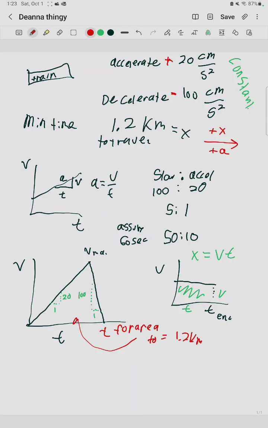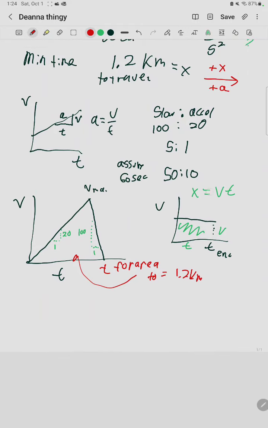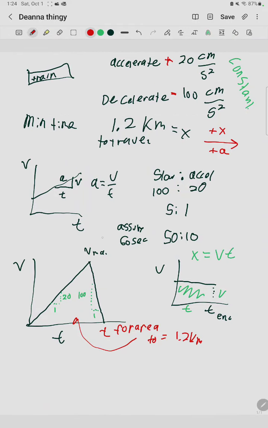So I think he mostly just wants us to understand the graphs, and that the space underneath is the integral and the slope is the derivative. So how can I do that conceptually? Let's do xt, vt, and at, right? If you're going this way, then you're taking the derivative, right?